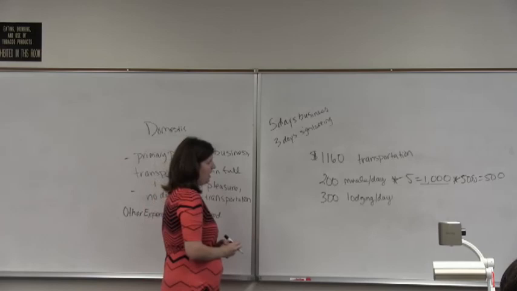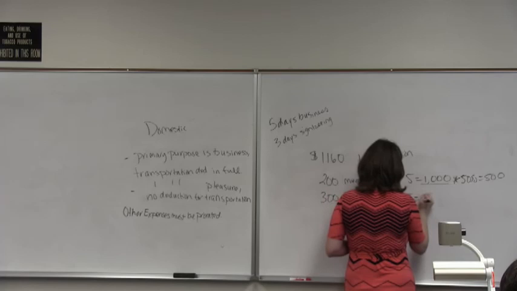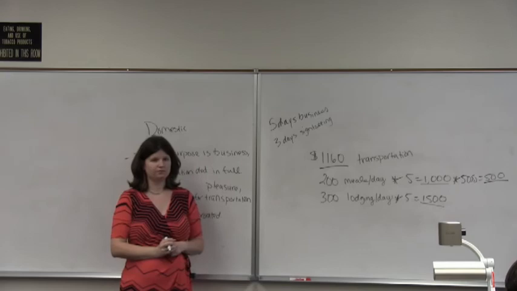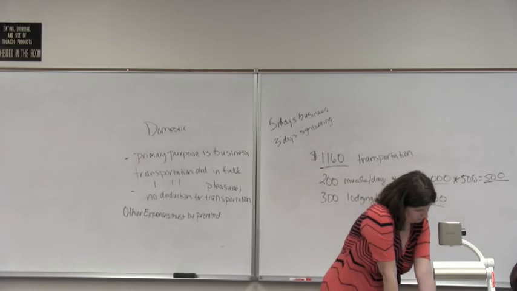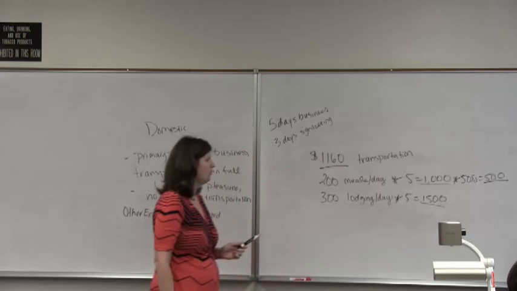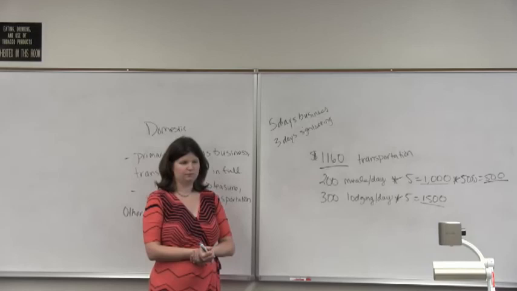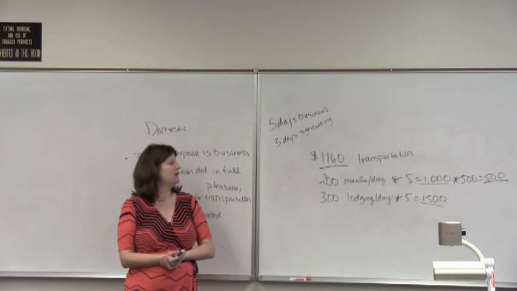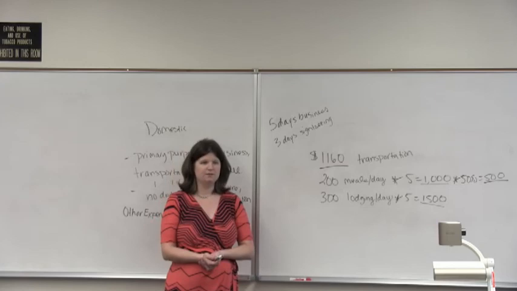And then the lodging, which is $300 a day, also times 5 days, is $1,500. So we have a deduction of $1,500 plus $500 plus $1,160. So if Hannah is self-employed, how will this deduction show up? How will it be reported? That's right, it's on Schedule C, as above the line deductions. If she is an employee and they are unreimbursed expenses, then it would all be an itemized deduction, right? Subject to that 2% floor.